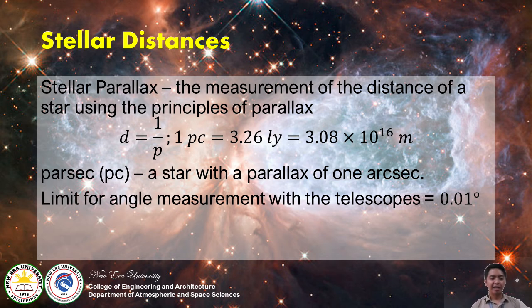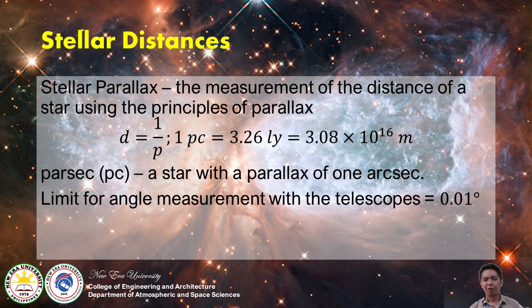And how does it work? The distance of a star is equal to 1 over the parallax angle. The unit of distance used in stellar parallax is the parsec. So, what is a parsec? A parsec is the distance of a star with a parallax of 1 arc second. 1 parsec is equal to 3.26 light years, or in standard units, 1 parsec is equal to 3.08 times 10 raised to 16 meters.